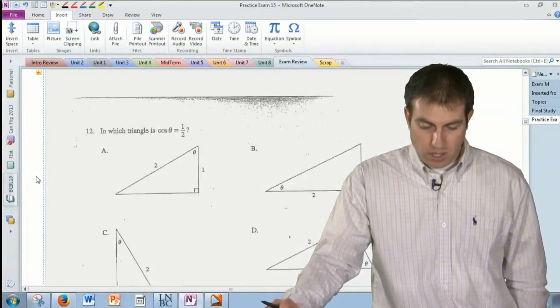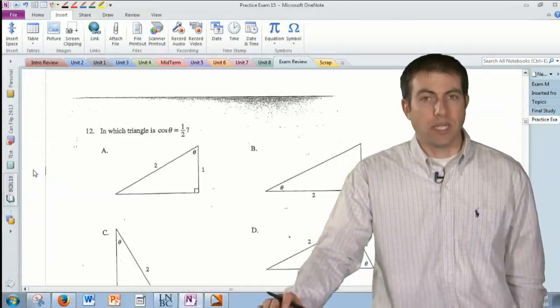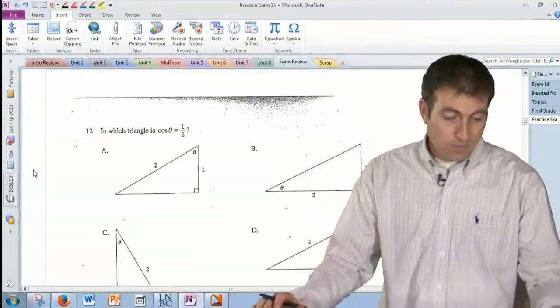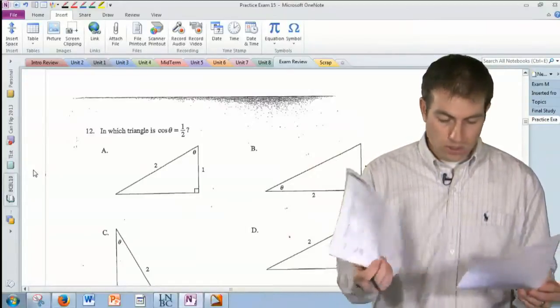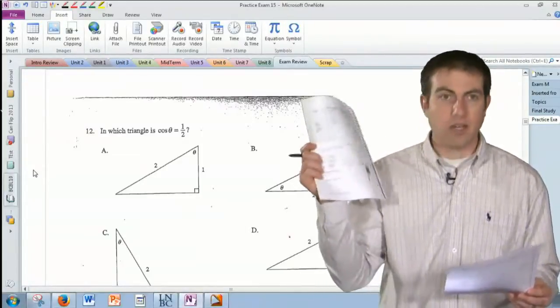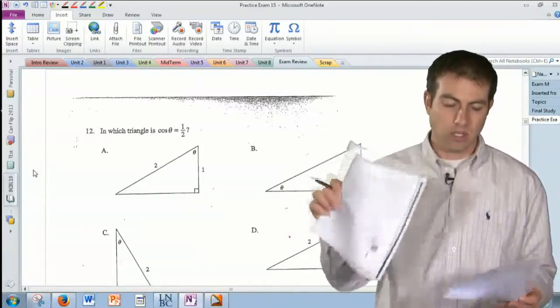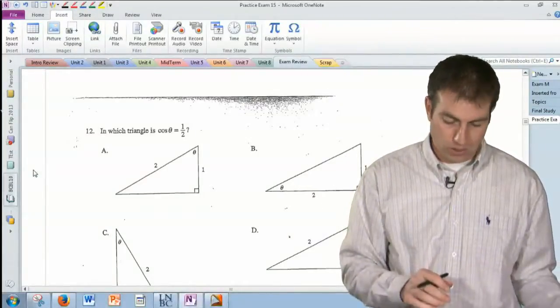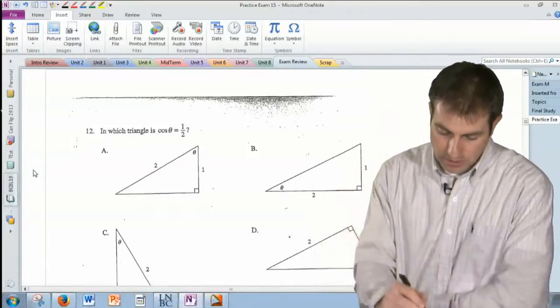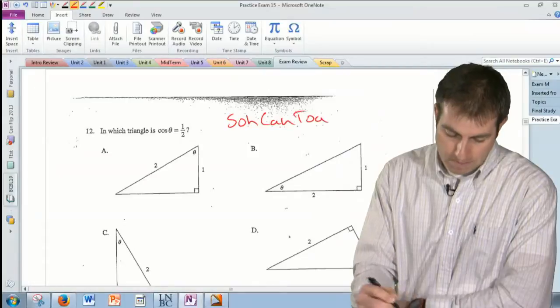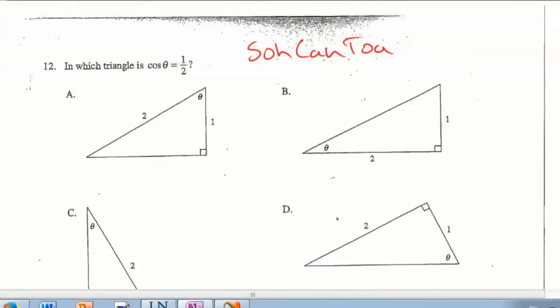The last one, number 12, is a trig question, again without your calculator, but it's just seeing if you can identify your trig angles. So in the formula sheet again, all of your sine, cosine, and tangent sides are included on there. So you don't even need to memorize SOHCAHTOA. But of course you have. SOHCAHTOA. And in this case you have the cosine. So we're dealing with the adjacent side and the hypotenuse.